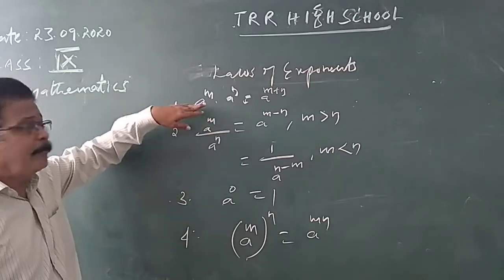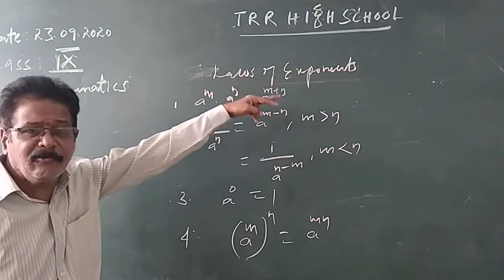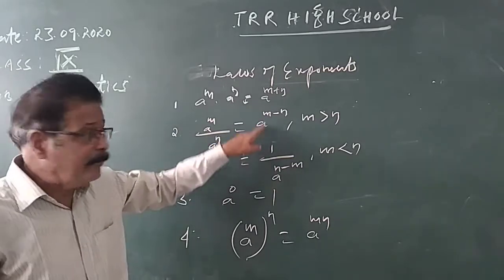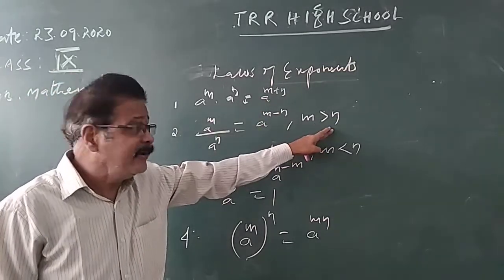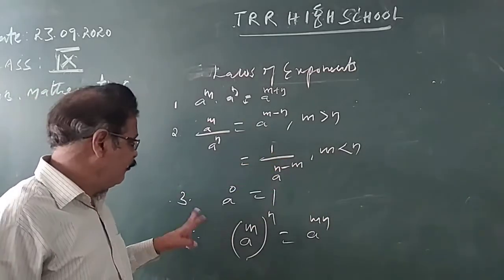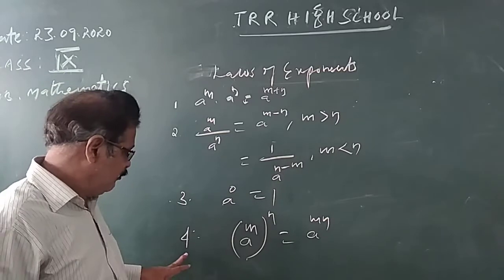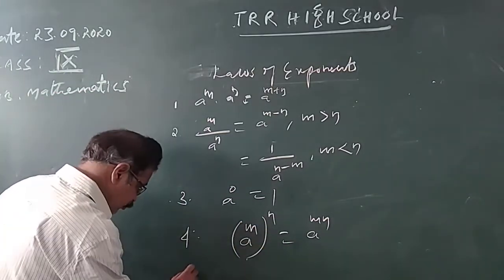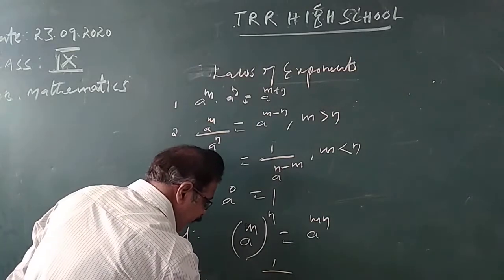So a to the power of m into a to the power of n equals a to the power of m plus n. a to the power of m by a to the power of n equals a to the power of m minus n, when m is greater than n. In case m is less than n, it is 1 by a to the power of n minus m. a to the power of 0 equals 1. Fourth, a to the power of m whole to the power of n equals a to the power of mn.